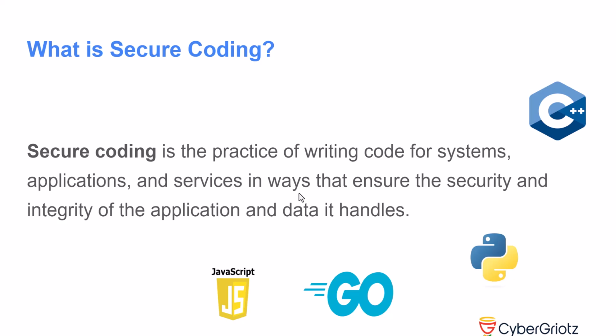So, what is secure coding? Secure coding is the practice of writing code for systems, applications, or your APIs and services that ensures that the security and the integrity of those applications remains the same. Ideally, that means preventing vulnerabilities that arise because of poor coding practices.